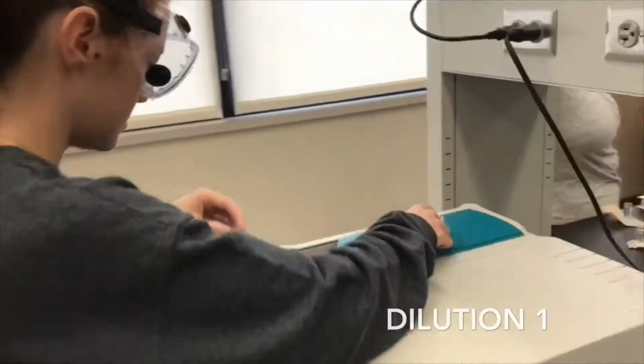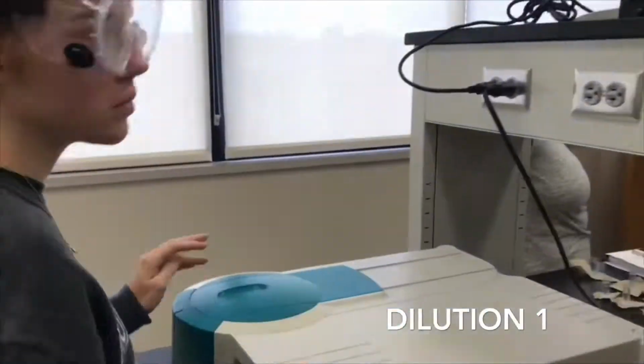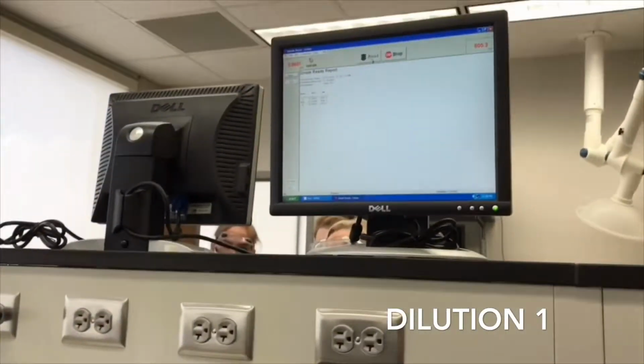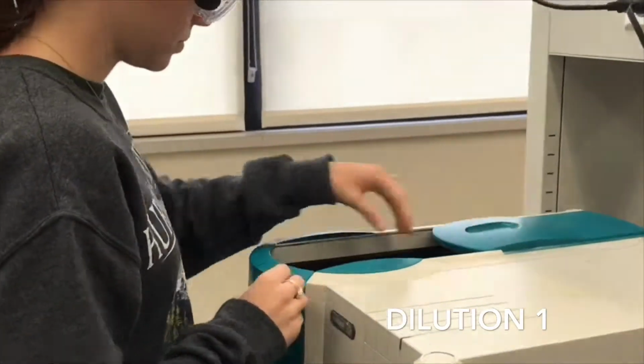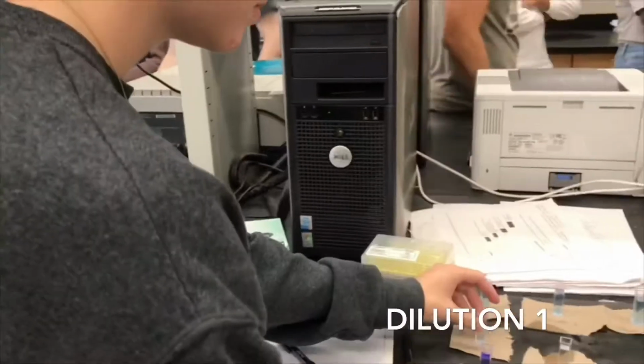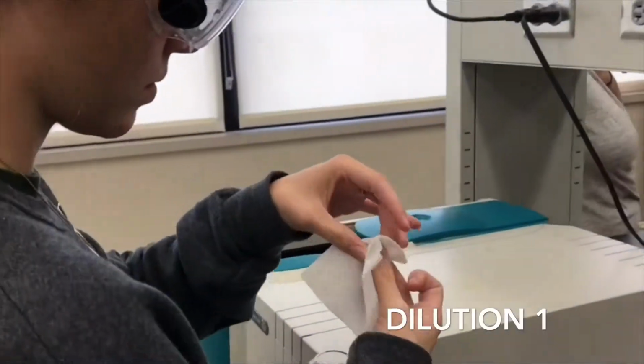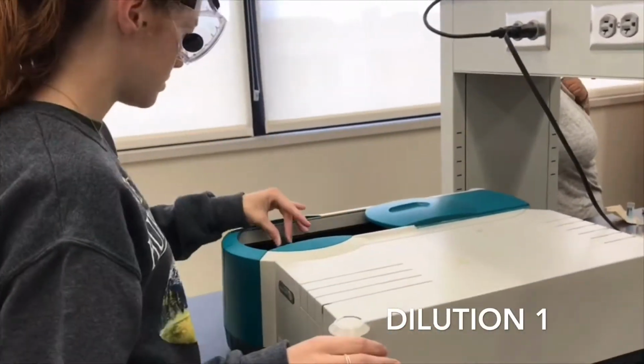The Beer-Lambert law is A equals εLC. It states that absorption, A, equals ε, molar absorptivity, times L, path length, times C, concentration. Absorption is how much the sample will absorb the energy from the photons of light that pass through the substance.